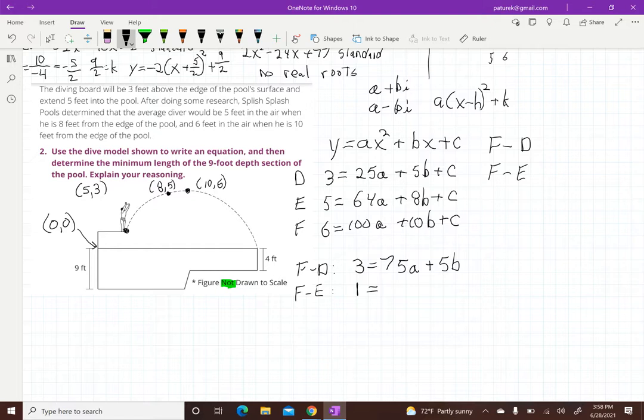100 times a minus 64 times a is 36 times a. And 10b minus 8b is 2b. Or is it not to be? That is the question. And of course, c minus c is 0, which is why we're constructing 2 equations and 2 unknowns. Now, you can solve this by graphing, believe it or not.